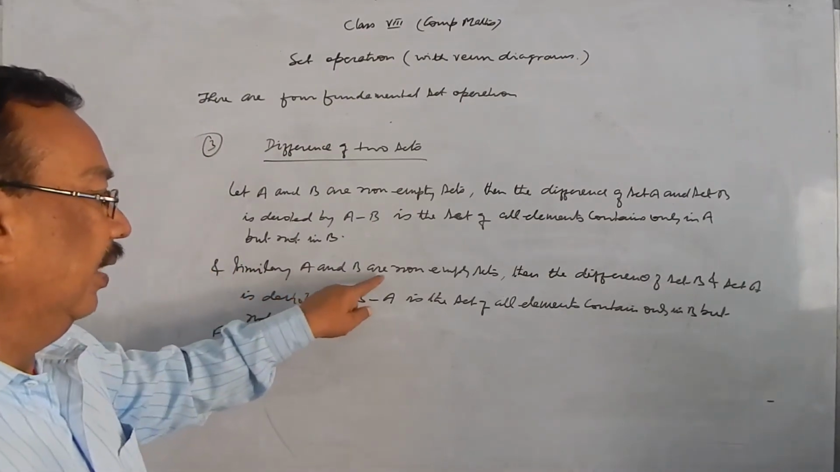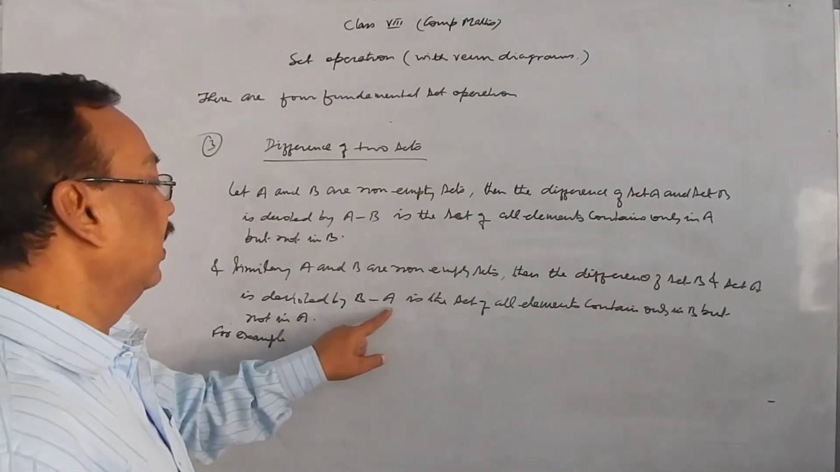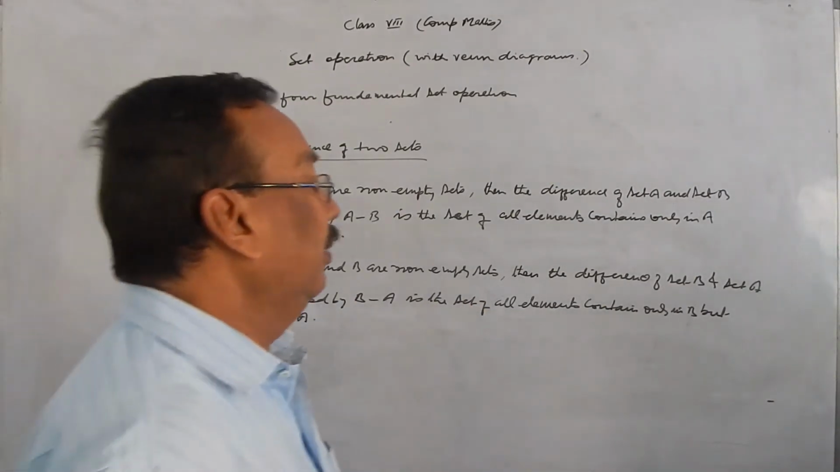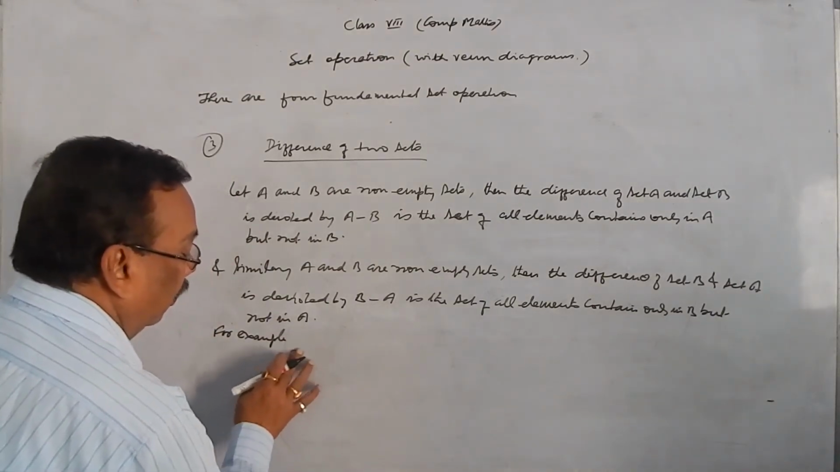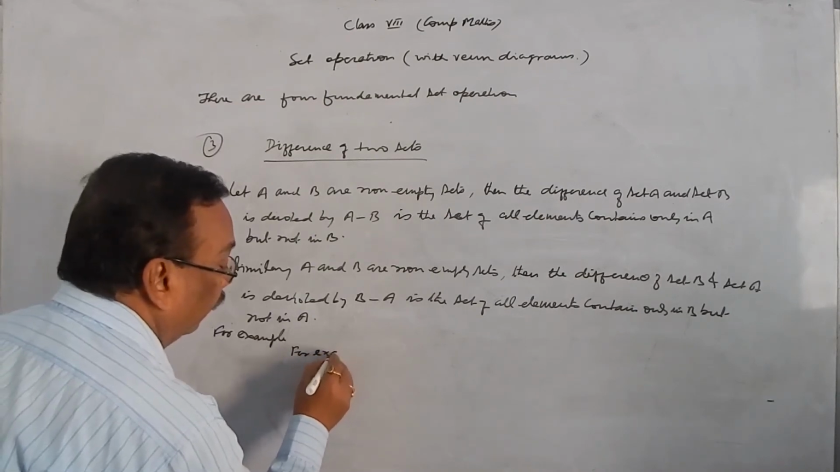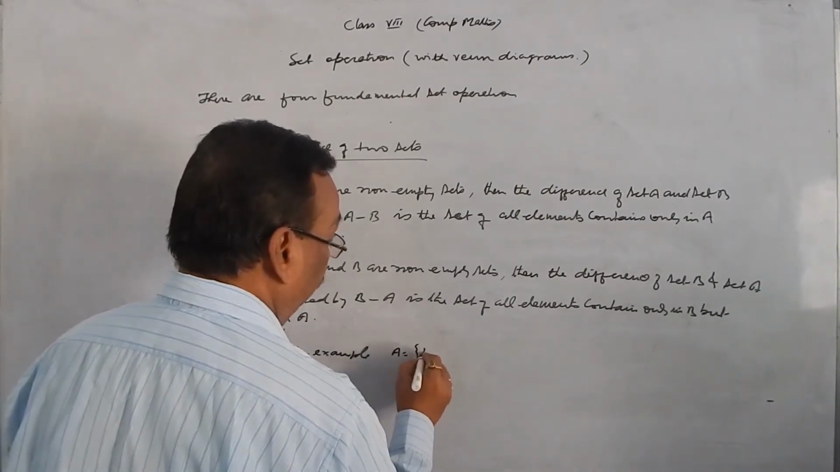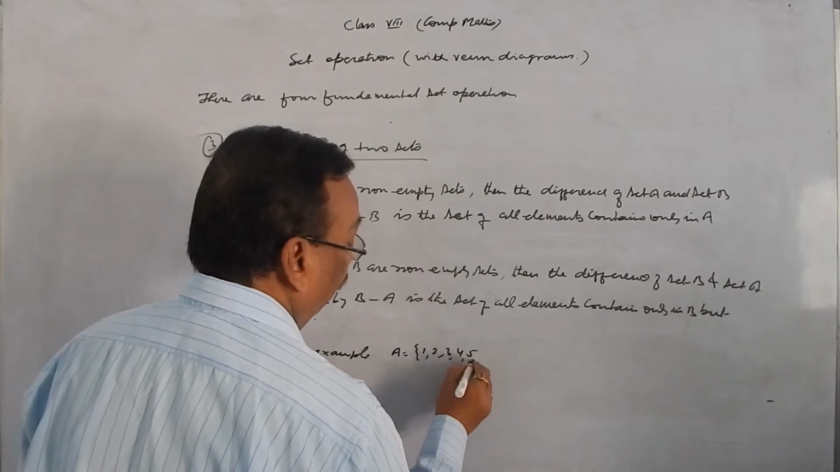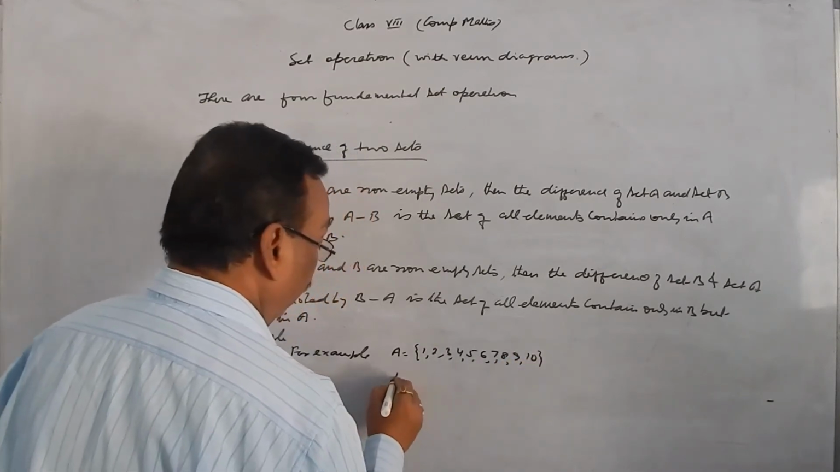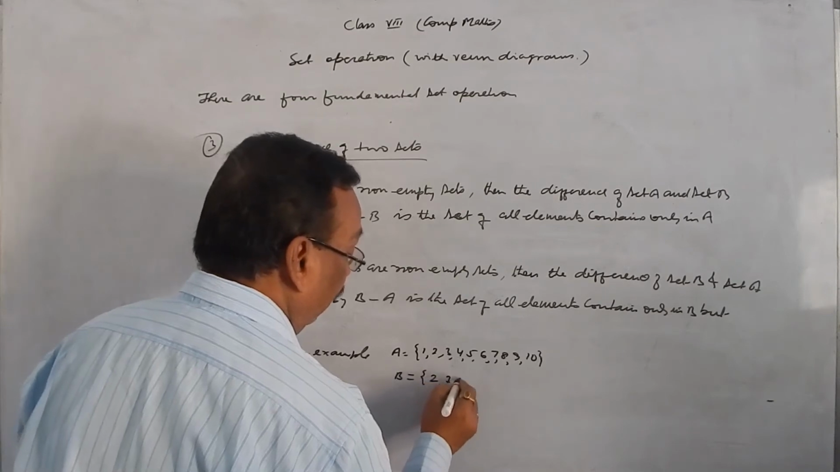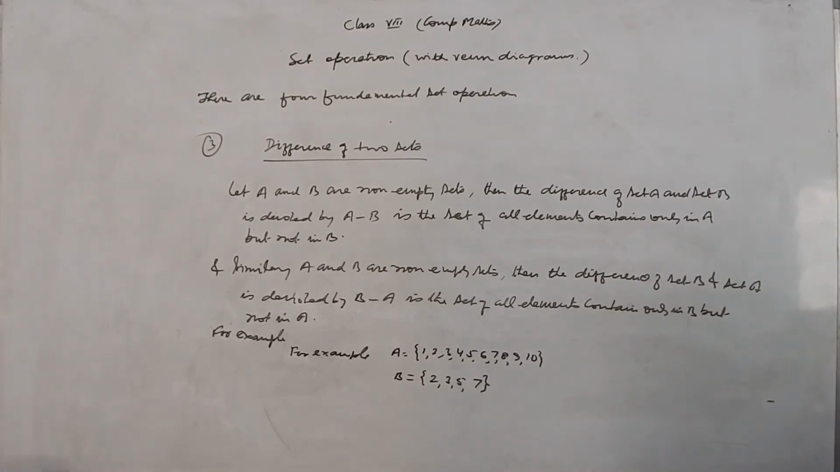Similarly, A and B are two non-empty sets. The difference of sets B and A, denoted by B minus A, is the set of all elements contained only in B but not in A. For example, two sets we are taking, A minus B.